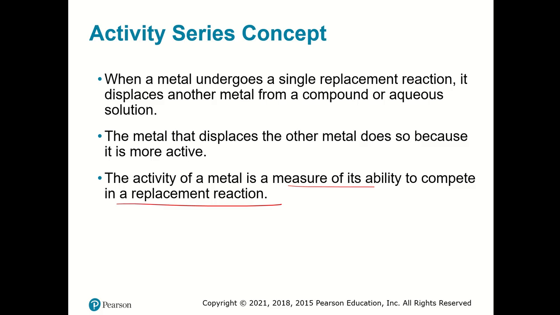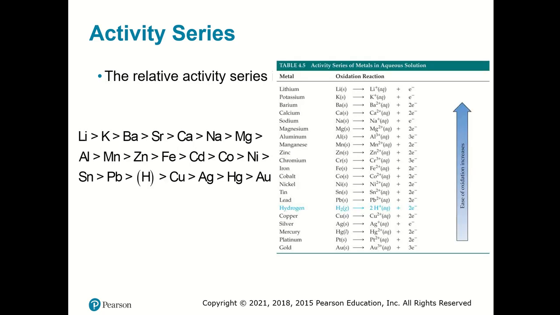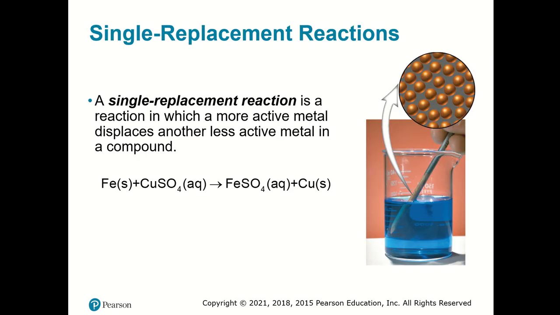So it's a single displacement. Someone will always be by itself on one side of the reaction. On the one side is one element, on the other side is another element. So you can see that it's a single replacement. Here we have the activity series. You can see lithium is very strong, so it replaces all the elements over here. And gold is very weak, it will not replace anyone. That is a table that you can use in the single replacement reaction.